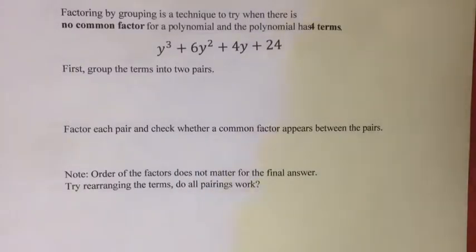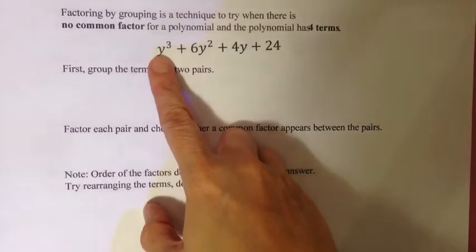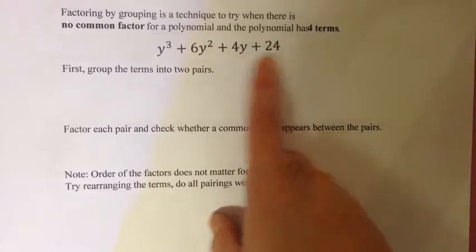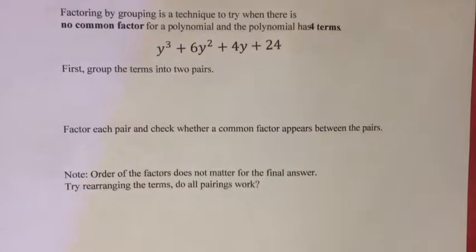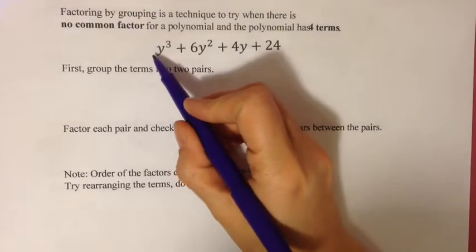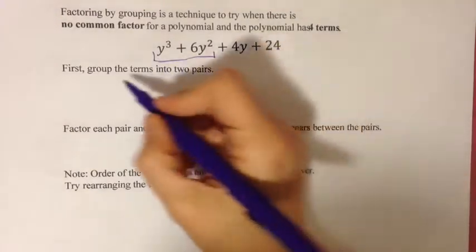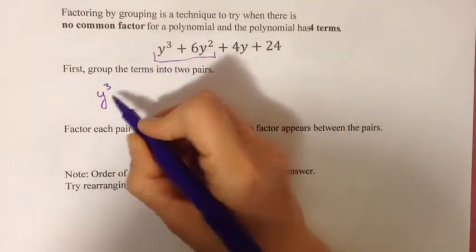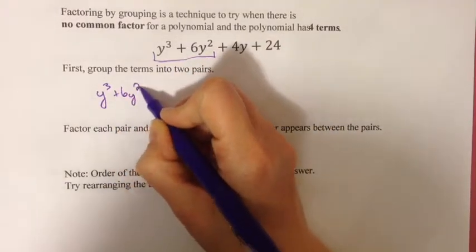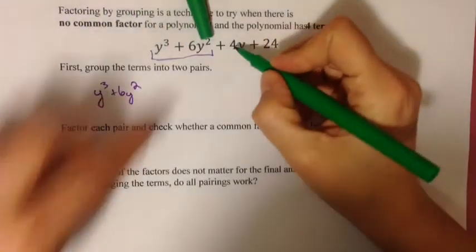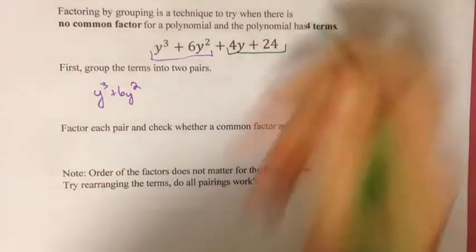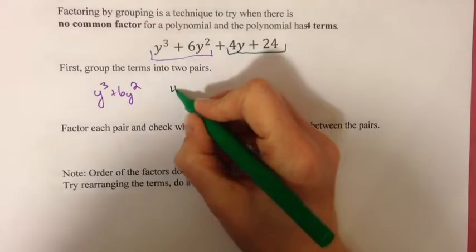Factoring by grouping is a technique to try when there's no common factors in the terms and the polynomial has exactly 4 terms. So for instance, this polynomial is a good candidate. The terms have nothing in common and there are exactly 4 of them. When factoring by grouping, the first step is to group the terms into 2 pairs. So I'm going to group these first 2 terms together as y cubed plus 6y squared, and then I'm going to group my second 2 terms together as 4y plus 24.